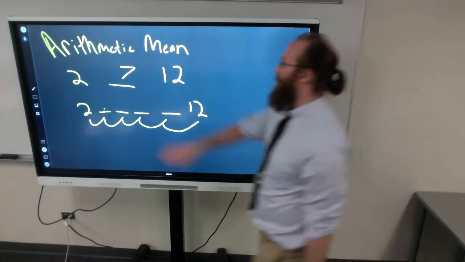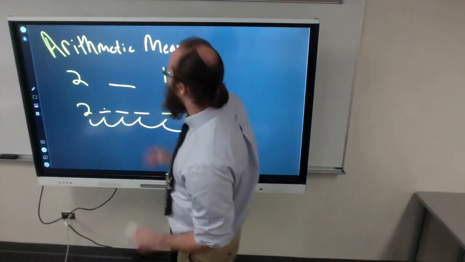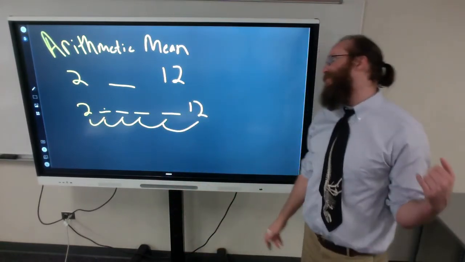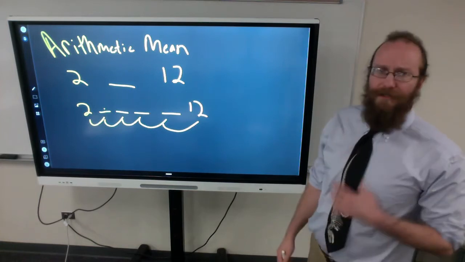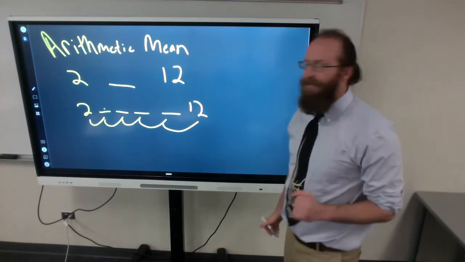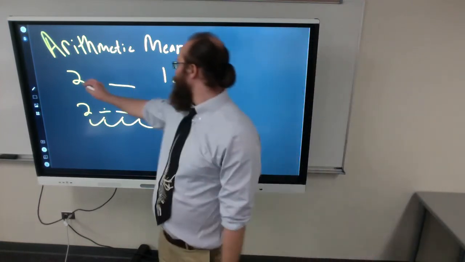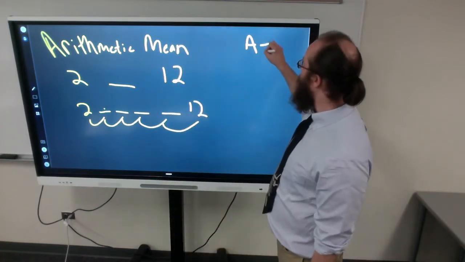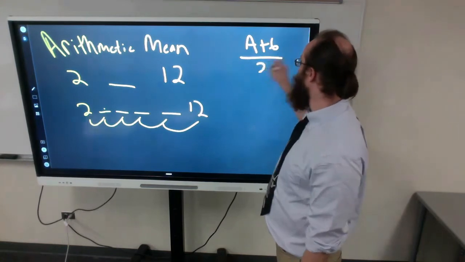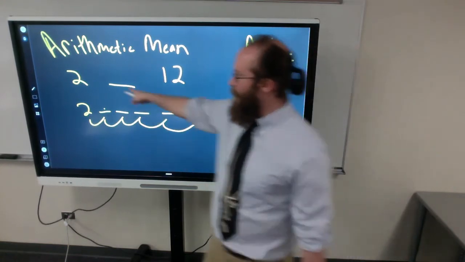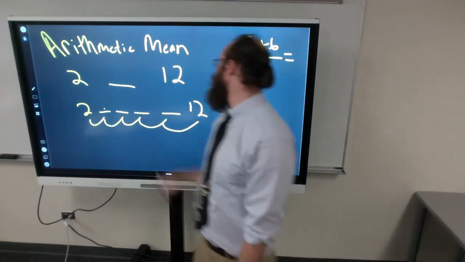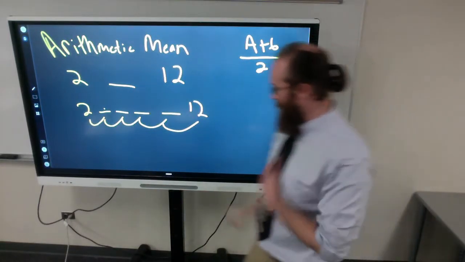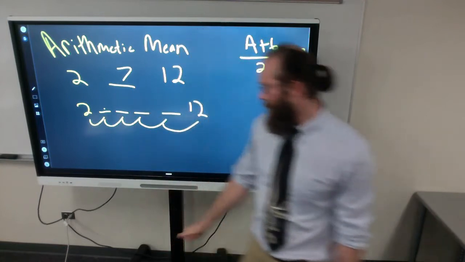So an arithmetic mean is when we have an arithmetic sequence, meaning it's got a common difference, right? Adding or subtracting the same thing. And what we're always looking for in the mean is the middle number, right? So in this case, 2 and 12, we would plug it into the equation a plus b divided by 2 equals our arithmetic mean. 2 plus 12 is 14. 14 divided by 2 is 7. So 7 goes right here.